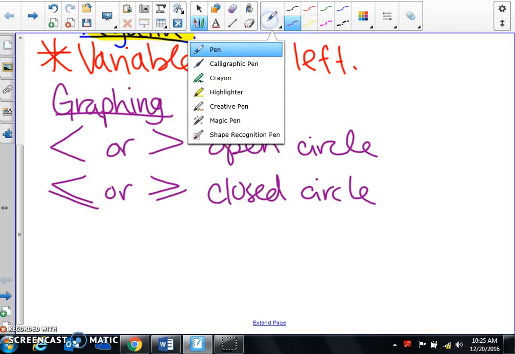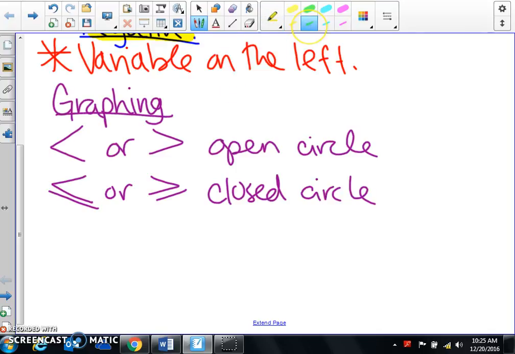Okay, and so really the only difference there, guys, is that equal sign under there. So if it has that equal sign under there, it's a closed circle. And I actually had a student my very first year say, well, Miss Beck, that reminds me, because he played football, that reminds me of a blocker. So he's not open for the pass, so he's closed. Okay, so that's actually how I think about it too now.